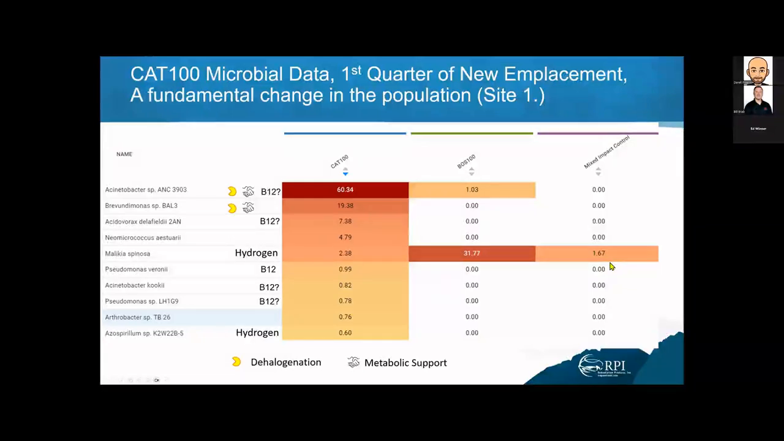You have Acetobacter, Brevimonas, both of which can do some dechlorination. They're not all exciting, like the Dehalococcoides example, but they're there. They also can make B12 and provide other helpful things such as amino acids and stuff. The only point I want to make with this picture is in the very first quarter, you make a fundamental change to the population that can clearly be seen.